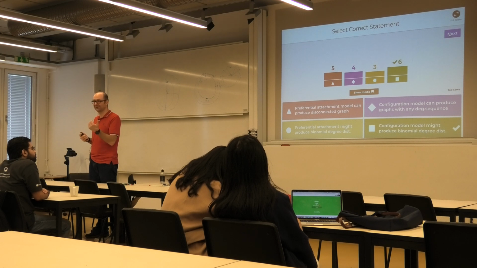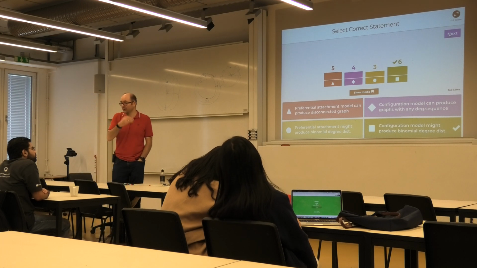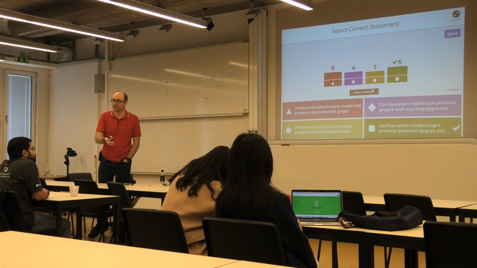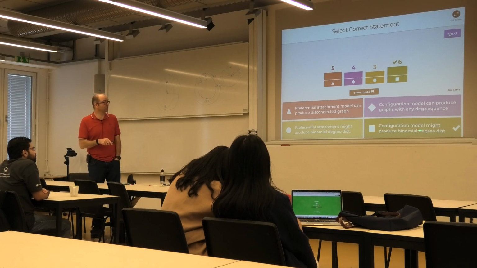Otherwise, one edge might not have even the ending. So this is not the case. And preferential attachment might produce binomial degree distribution? Preferential attachment is a rich-get-richer phenomenon, and it will produce a power-law degree distribution, not binomial. Binomial is the business of random graphs. And then what's left is that the configuration model might produce binomial degree distribution.